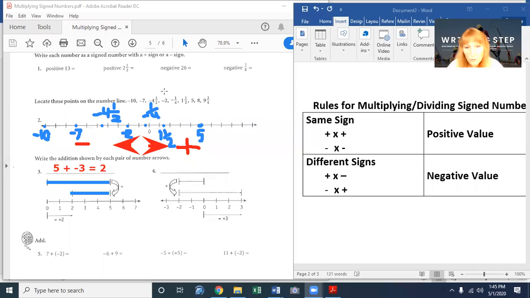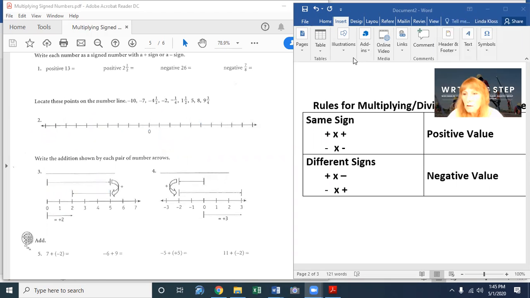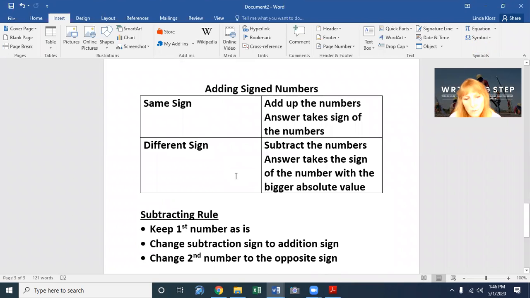Okay, let's talk a little bit about adding. I'm going to clear my drawings now. A little bit about adding and subtracting. I want to make this bigger. Okay. So what are the rules for adding and subtracting numbers? If you have the same sign, you're going to add the numbers. Answer takes the sign of the numbers. So if you're adding two negatives, the answer will be a negative. If you're adding two positives, which you're pretty familiar with, that would be a positive value.